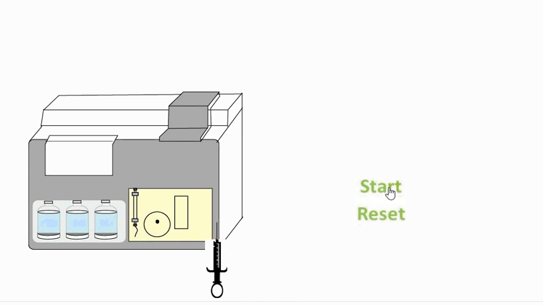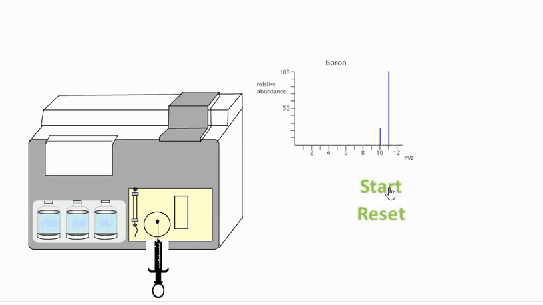So I'll hit start. Okay, and this is the graph we get as a result. Relative abundance is on the left side, atomic mass is on the bottom. There are two isotopes that occur naturally for boron. It's boron 10 and boron 11.